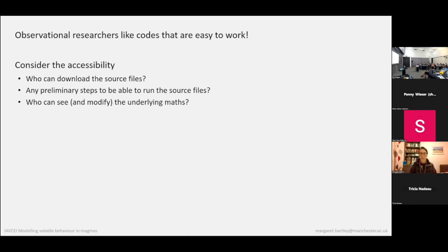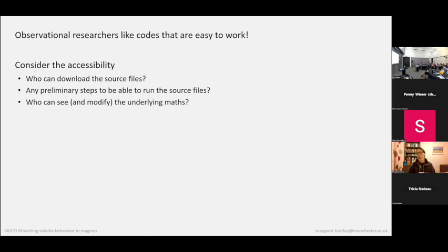So we need to consider the accessibility. Accessibility is a little bit more than just who can download the source files, but that's an important aspect. Are your files open source? Can somebody get hold of them? Are there any preliminary steps that we need to take to be able to run those source files? Is there something that we need to install? Are there dependencies that we need to build? Is there a server that we need to get access to? Does the operating system matter? And all of these questions will influence how easy somebody finds it to actually work the code.